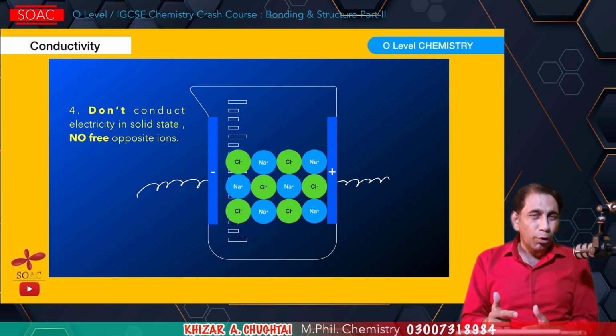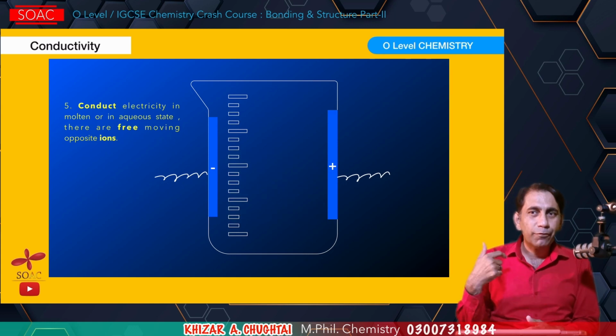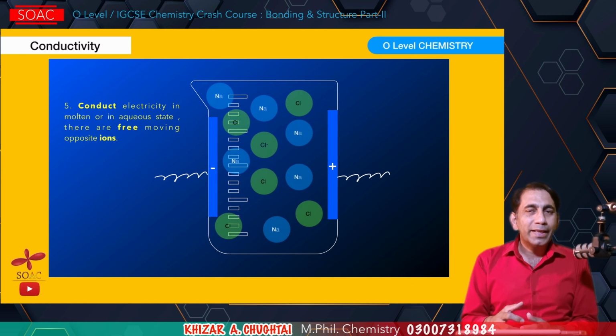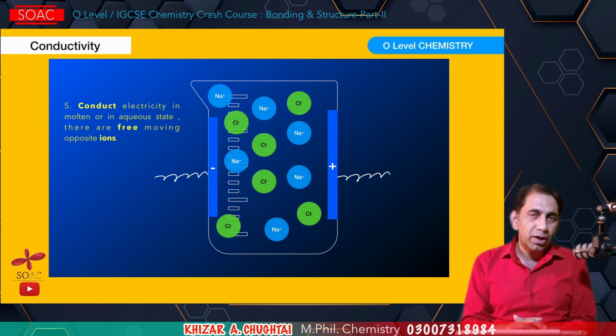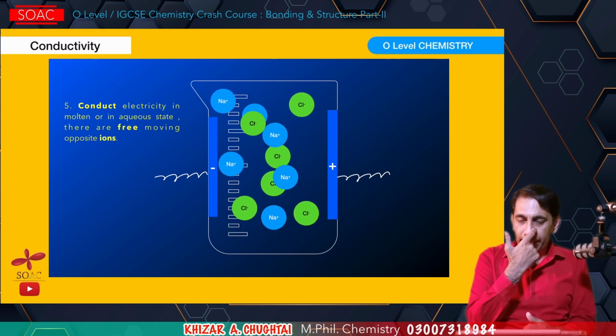But in molten NaCl, the ions are freely moving. In aqueous NaCl, when NaCl is dissolved in water, again there is the formation of free moving opposite ions. Sodium positive ion, Cl negative ion, both types of ions are present.